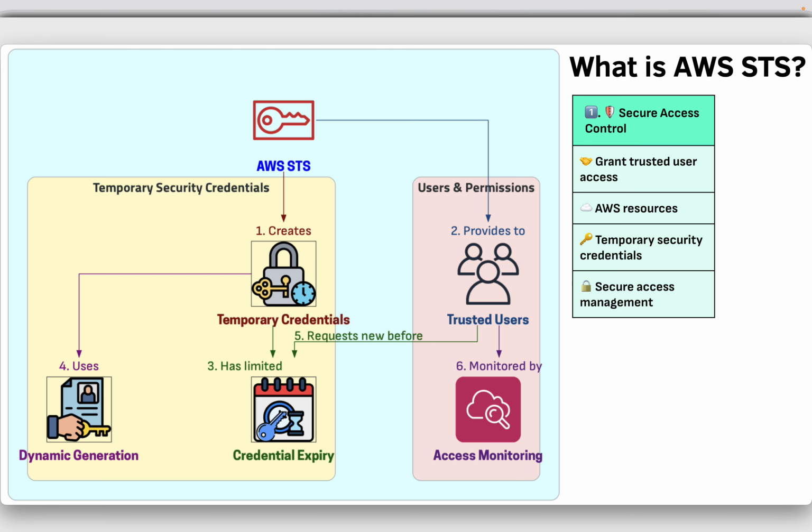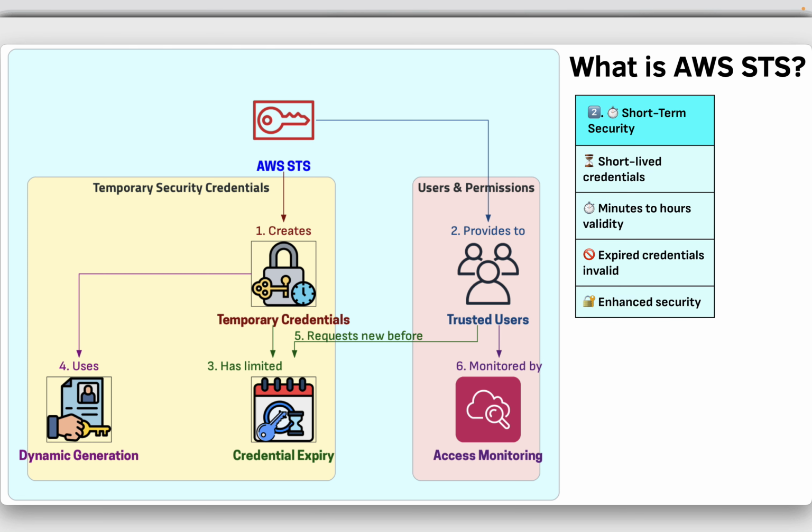AWS Security Token Service allows you to grant trusted users access to your AWS resources using temporary security credentials. This provides a secure way to manage who can access your AWS environment. Temporary credentials are designed to be short-lived, ranging from just a few minutes to several hours. Once they expire, they are no longer valid, enhancing security by limiting the window of opportunity for misuse. AWS will not recognize expired credentials for API requests.